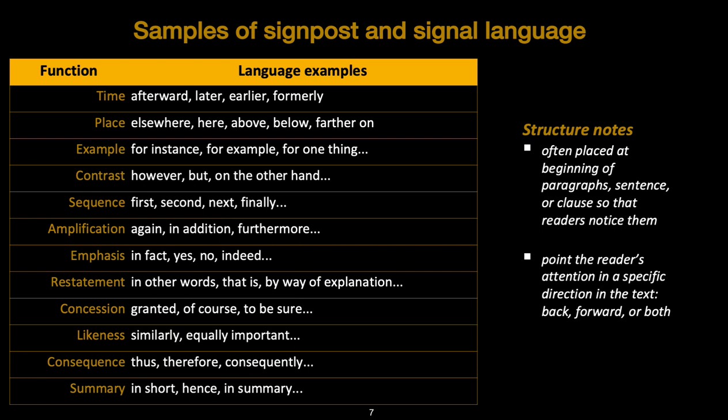So for example, the first one, if a writer is changing how they're going to refer to time, they might use a phrase like afterward, later, or earlier, formerly, to indicate something happened before or after. We might provide examples by using such phrases as for instance, for example, for one thing. Writers often indicate contrast with phrases like however, on the other hand, sequence, first, second, next, finally, things like that.